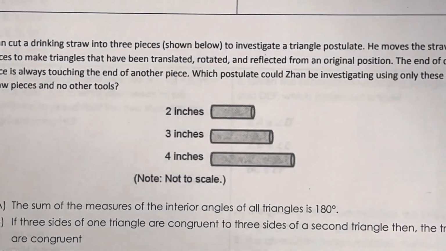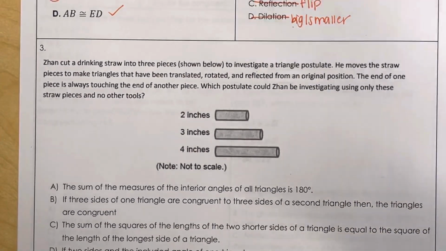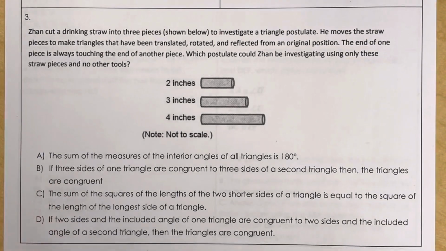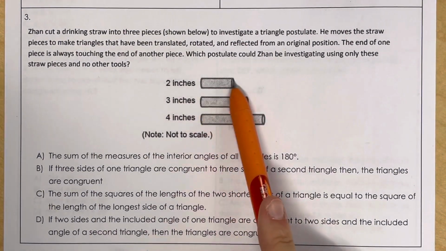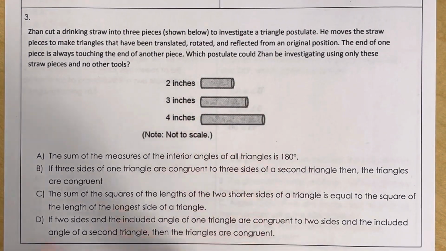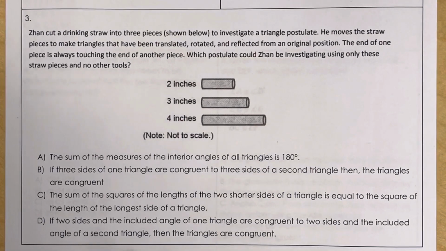Number 3 is a pretty hefty question. But we're going to read it through and select the right answer. So Zane cut a drinking straw into 3 pieces shown below. So he's got one straw that's 2 inches, one straw that's 3 inches, one straw that's 4 inches. To investigate a triangle postulate, he moves the straw pieces to make triangles that have been translated, rotated, and reflected from an original position, right?